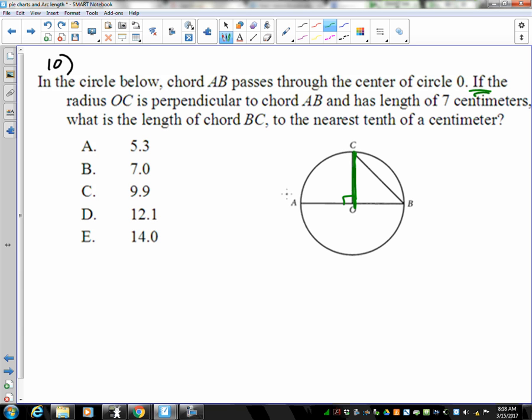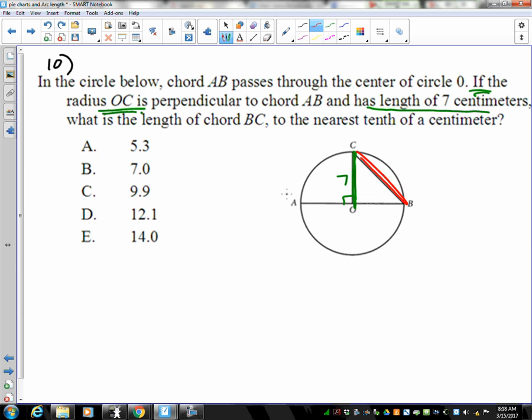So when it says has a length of 7 centimeters, I thought that was referring to AB. However, read it again, and that's referring to OC. So the radius here is 7. Now, let's get back to finding it here.